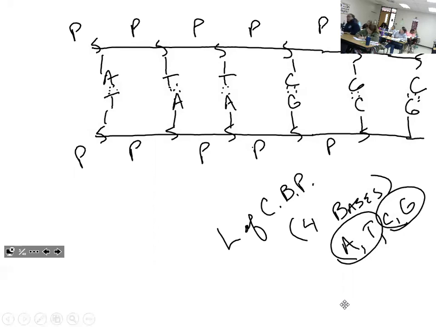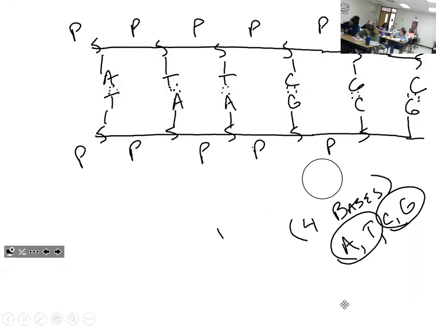Is it going to be hard to open these 2 strands? Because what kind of bonds are keeping them together? Hydrogen, so it's not hard. They will readily open where they need to open for the recipe to be read. Are you good with that? It does take enzymes to do it. Enzymes make things happen fast, right? But you don't have to know that. I'm just telling you that they will readily open.